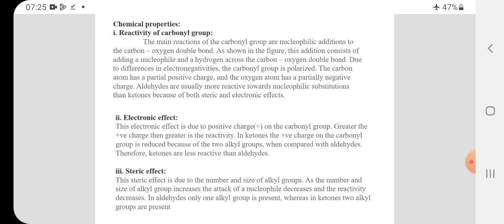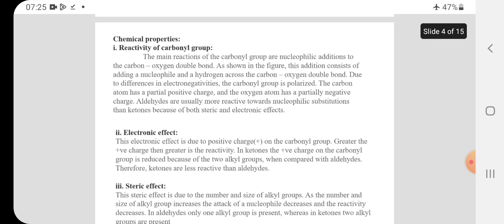Next, the chemical properties. Generally, the carbonyl groups are more reactive because of two different atoms, one is the oxygen atom and the other is the carbon atom. Both have different electronegativities. Generally, the carbon-oxygen pi bond is a polarized bond. It produces a partial positive charge on the carbon and a partial negative charge on the oxygen.